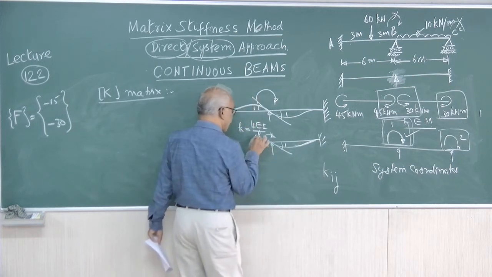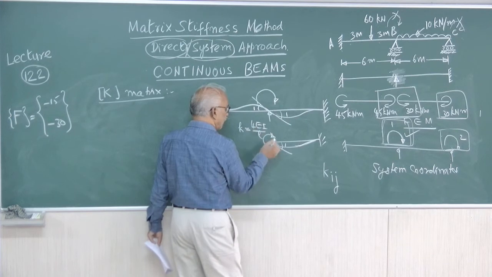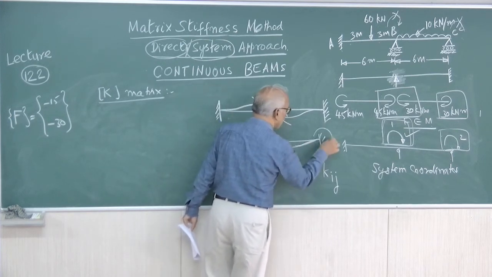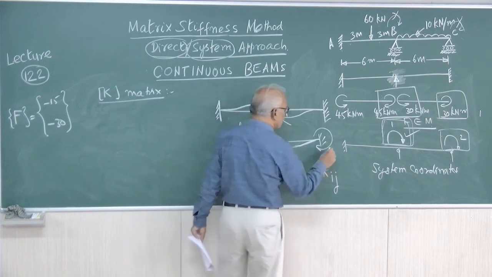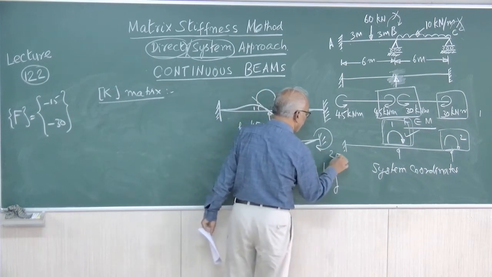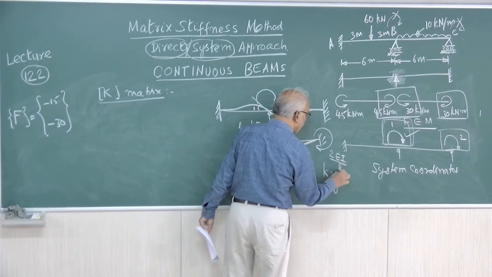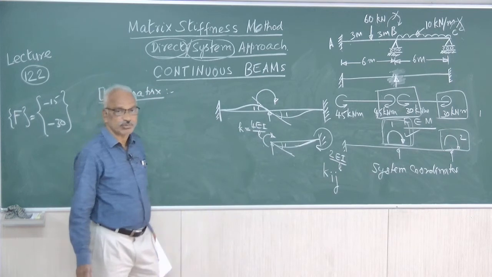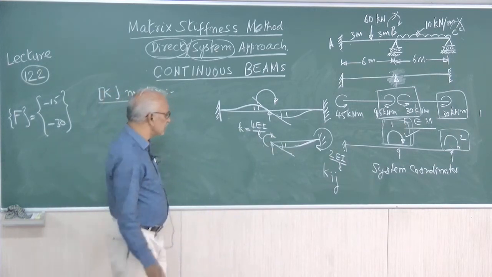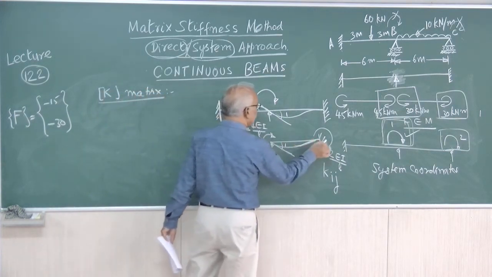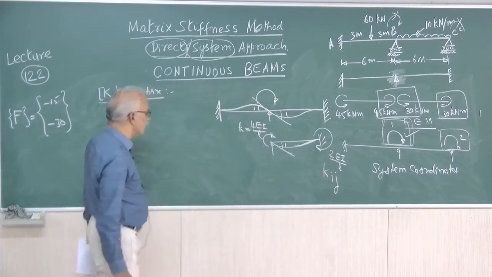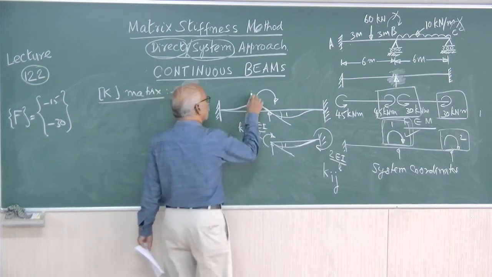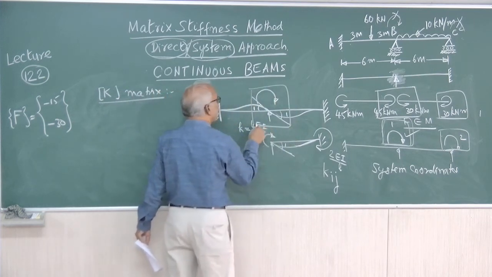And when we apply a moment equal to 4EI by L for causing unit rotation at the near end, there will be a carryover moment to the opposite end whose value will be equal to half the value and of the same sign, that is 2EI by L. So that concept we are going to use here. This is the force applied, this is the carryover force.